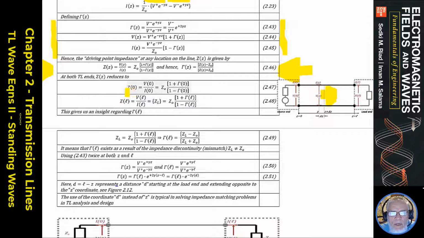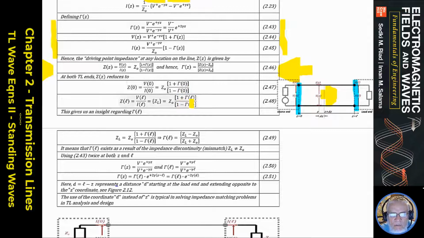If I look at the ends of the line, Z of 0 and Z of L, the impedance at the input side, which is z equal to 0, and the L side, which is the load side, and I take the ratio V of 0 divided by I of 0, I get this expression here. And if I take the ratio V of L divided by I of L, I get that expression here.